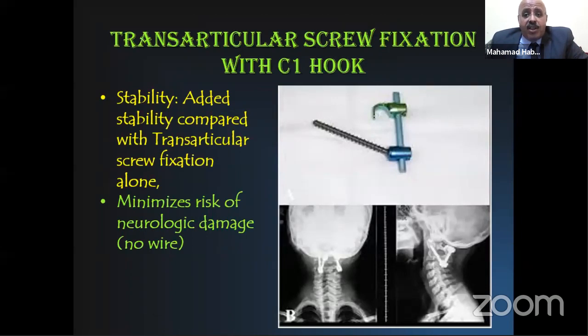This is a modification of Magerl. It's a transarticular screw fixation with a C1 hook. It's more stable compared to the transarticular screw fixation, with lower risk of neurological damage, and no wires, no sublaminar wires you have to apply.